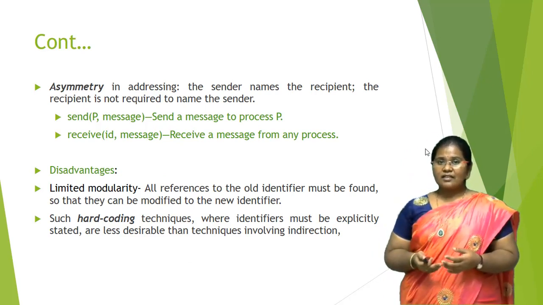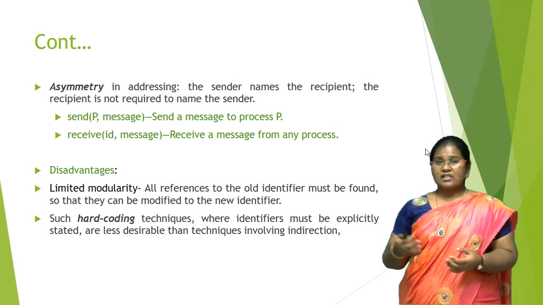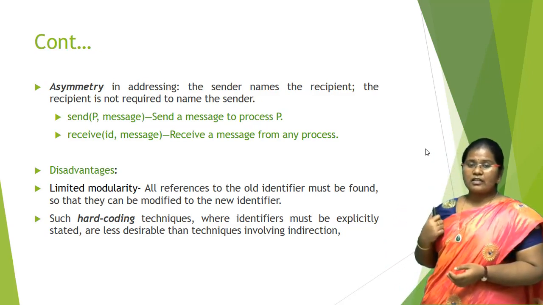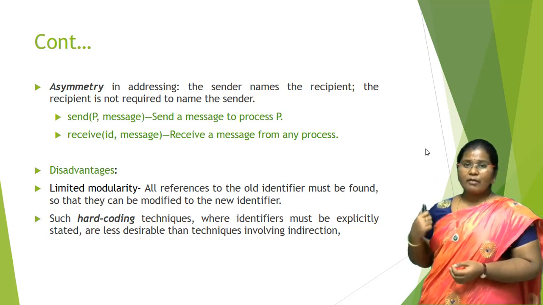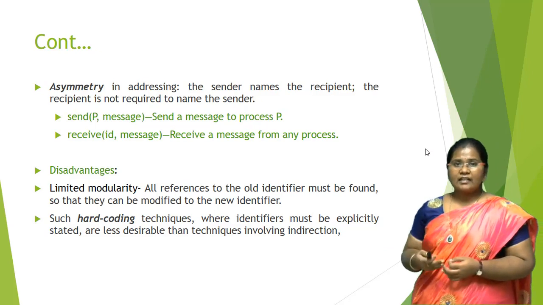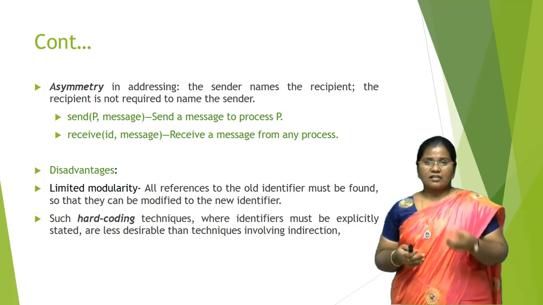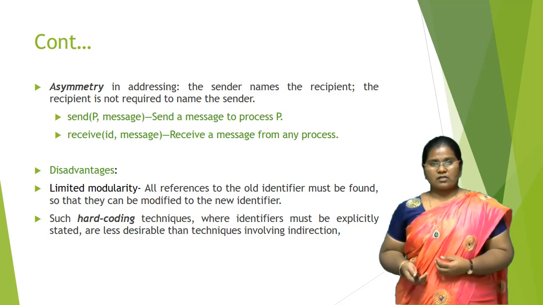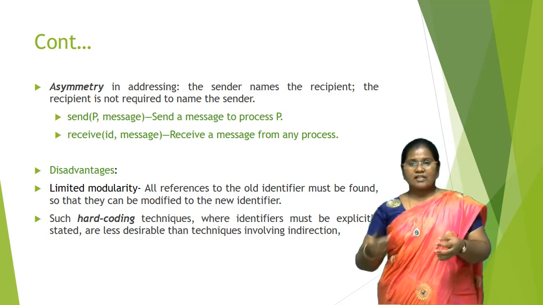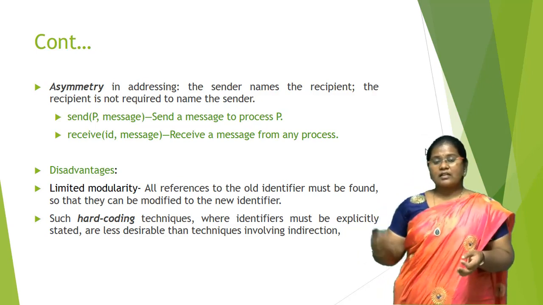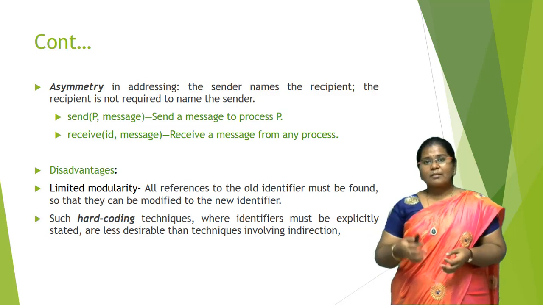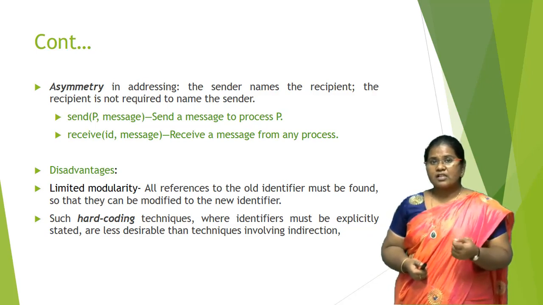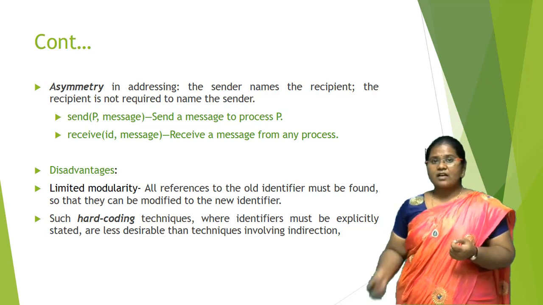In this case, the sender will attach the name of the receiver, whereas the receiver need not attach the name of the sender. Okay. So if you observe the receive system call here, instead of having the name of the process, it is having the ID as an identifier. This identifier will accept all the messages sent by different processes. So asymmetry in addressing in the sense the receiver process is capable of accepting all the messages sent by different senders, whereas in symmetry in addressing a process cannot receive a message from other process.